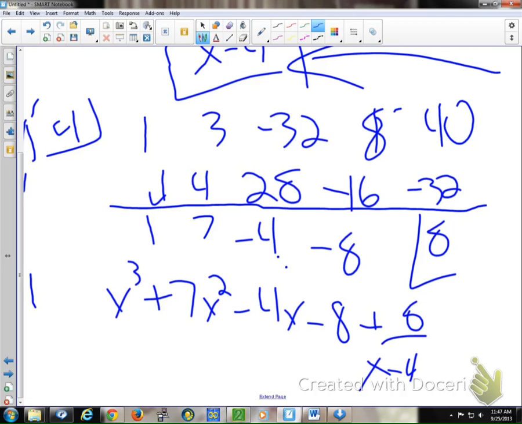Let's do number 4. By the way, at the end of the day for your grade, you need to have written down everything I've written down. I said that already. You were just talking to Brooklyn. Be specific. I got it. Good. All right.